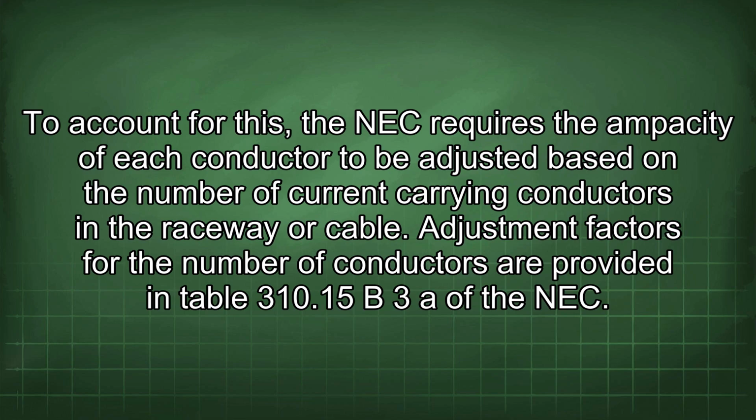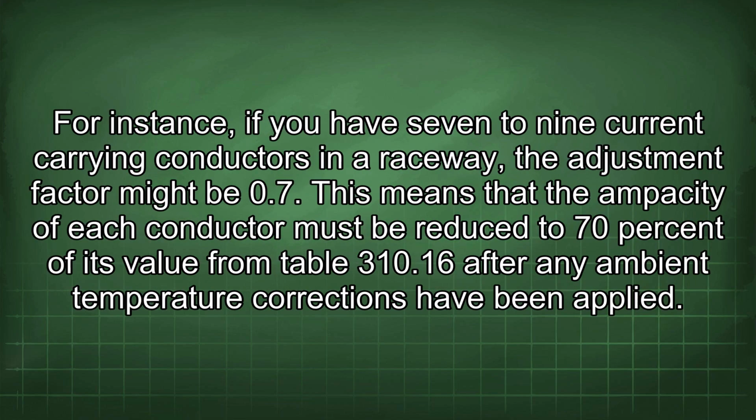Adjustment factors for the number of conductors are provided in Table 310.15(B)(3) of the NEC. For instance, if you have 7 to 9 current-carrying conductors in a raceway, the adjustment factor might be 0.7. This means that the ampacity of each conductor must be reduced to 70% of its value from Table 310.16 after any ambient temperature corrections have been applied.